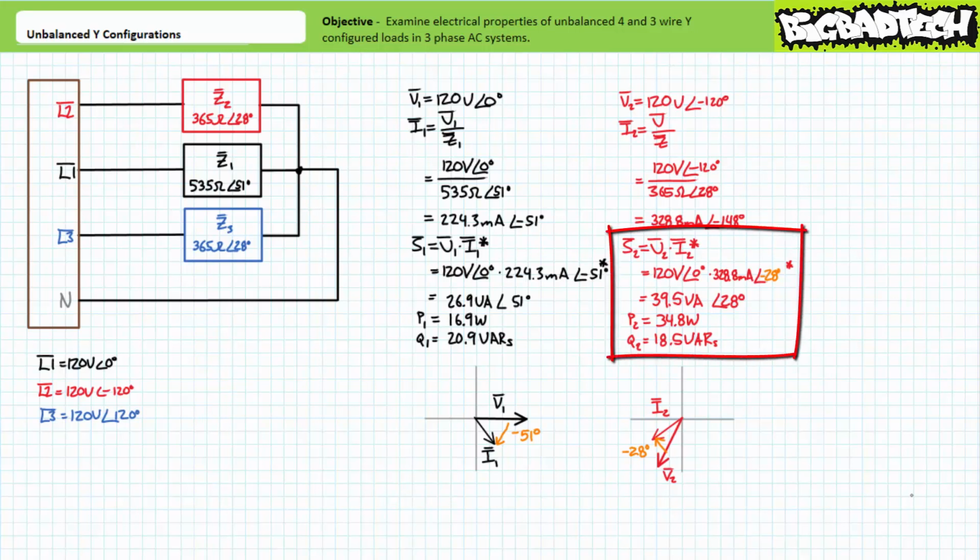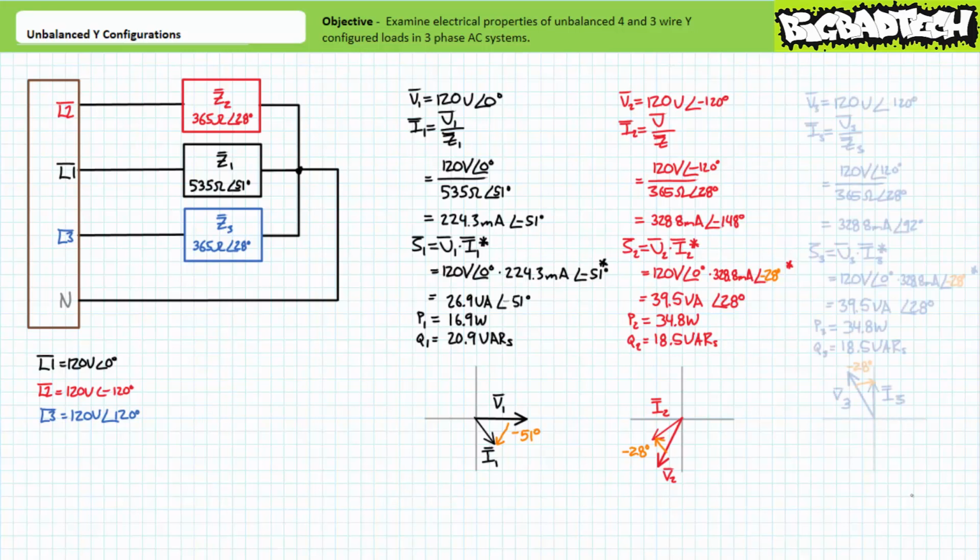Using only relative phase shift, application of the AC power formula demonstrates load impedance Z2 experiences 39.5 volt amperes of apparent power, of which 34.8 watts is directed towards real power and 18.5 VARs is directed towards reactive interchange. Load impedance Z2 experiences a different amount of apparent, real, and reactive power than load impedance Z1. This is again to be expected for unbalanced impedances. Impedance Z3 is essentially a repeat of impedance Z2, only phase shifted by a relative 120 degrees.